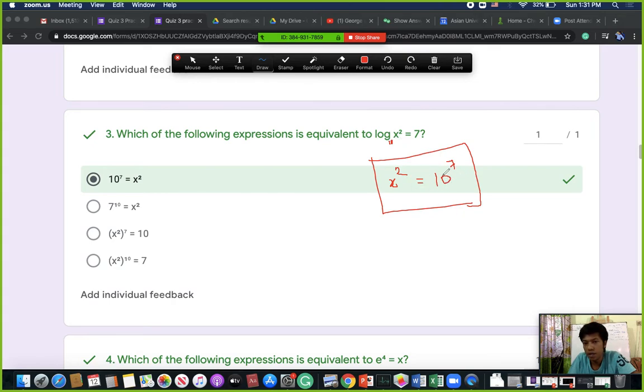Now you can say, sir, can I write 10 to the power 7 equals x square in the first line? Yes, you can write. If you write 10 to the power 7 equal to x square first, which is also fine. No problem. You can write either side first.